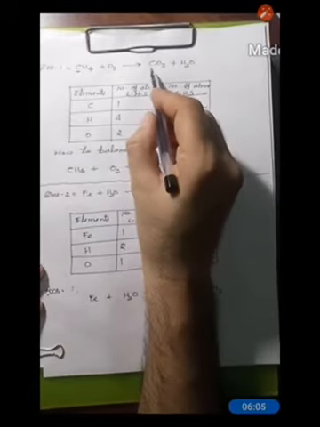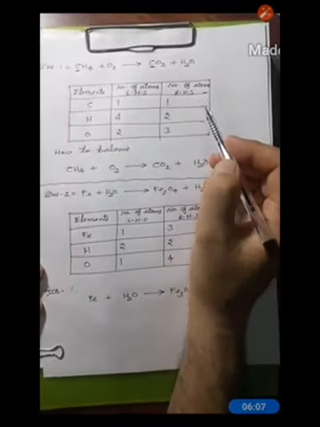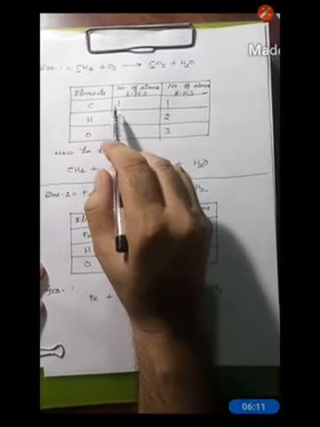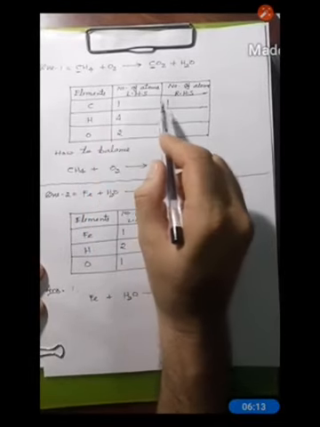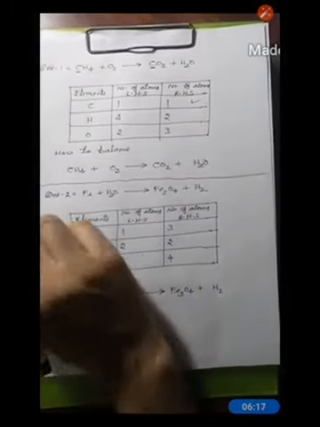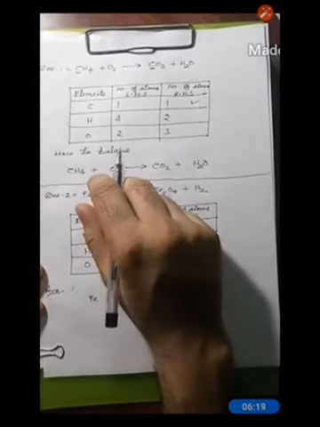Now we see the carbon element. On the left hand side, only 1 atom of carbon is there, so we write here 1. On the right hand side also, only 1 carbon atom is there, that also we write 1 here. It means the number of carbon atoms is already balanced. Left hand side 1, right hand side 1.